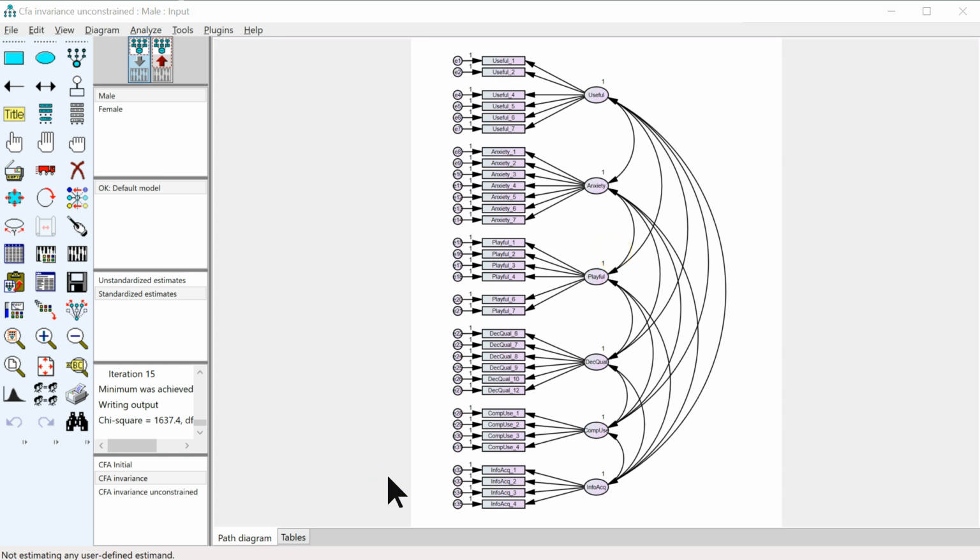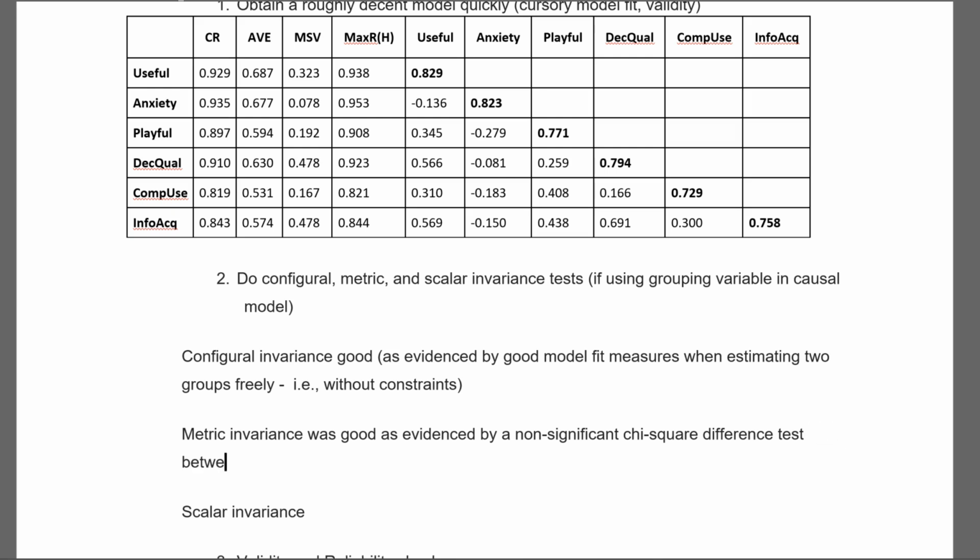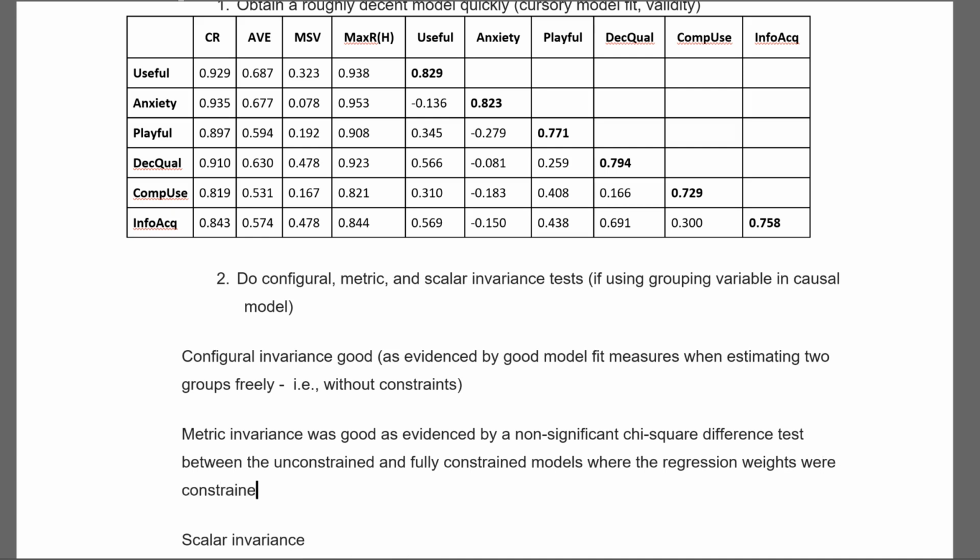We're good. So I'm going to go to Word here and say metric invariance was good as evidenced by a non-significant chi-square difference test between the unconstrained and fully constrained models, where the regression weights were constrained.